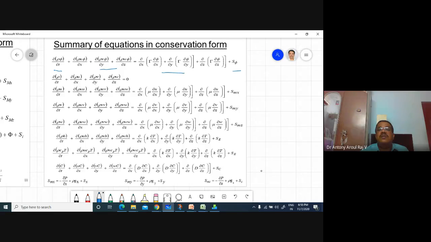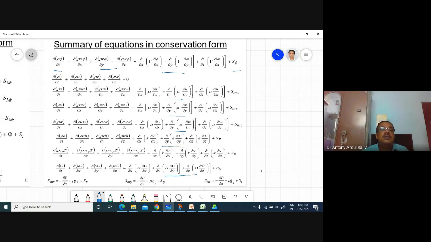You can see the structure of the diffusion terms. Even momentum diffusion has the same structure: X momentum diffusion, Y momentum diffusion, Z momentum diffusion. You can see even the energy diffusion, that is conduction, has the same structure. And the mass transfer equations also have the same structure. So all the diffusion terms have the same structure.